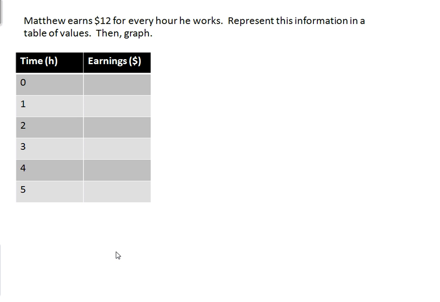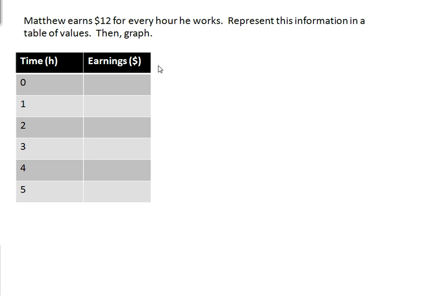I'm going to do one more example. Given the situation that Matthew earns $12 for every hour that he works, represent this information in a table of values, then graph. So I've set up a table of values here, noting that the independent value, or time, is in the column to the left, and the dependent variable, earnings, is in the column to the right.